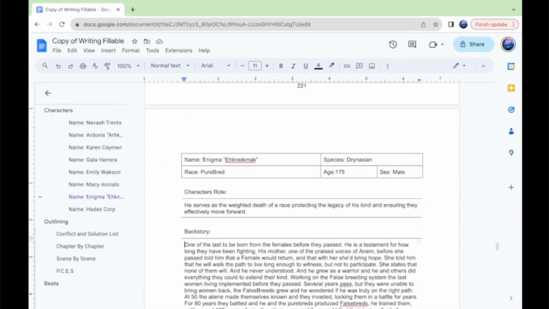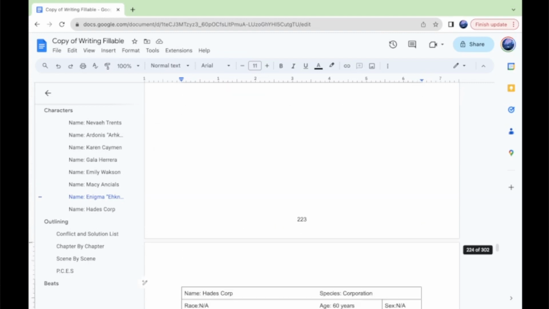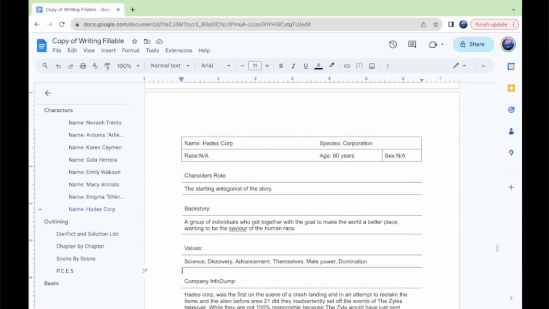And then we have Enigma. Enigma, I don't want to give it away. So Enigma is a Jarnaxian. He is the other subrace, and I also love him too. He's my favorite. He's 170 years old, and he's just, yeah, I love him.